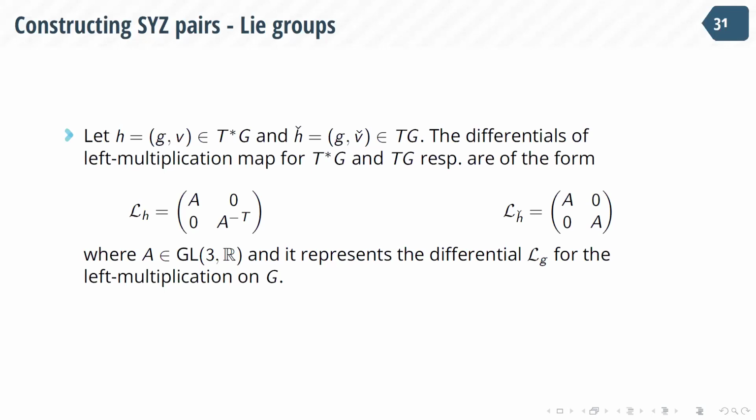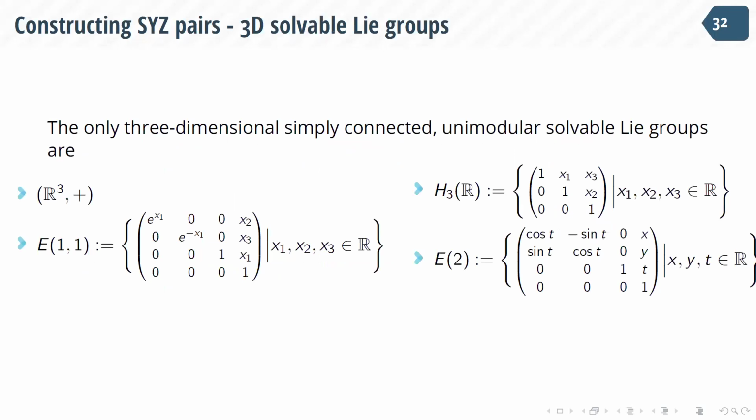So we then applied this theorem to each three-dimensional simply connected unimodular solvable Lie group. There are only four in dimension 3. The abelian R^3, the Heisenberg group, which is the group of unitriangular upper matrices with real entries. Then we have the solvable group of the Minkowski plane and the solvable group of the Euclidean plane, but we will omit the last one because it is not completely solvable.